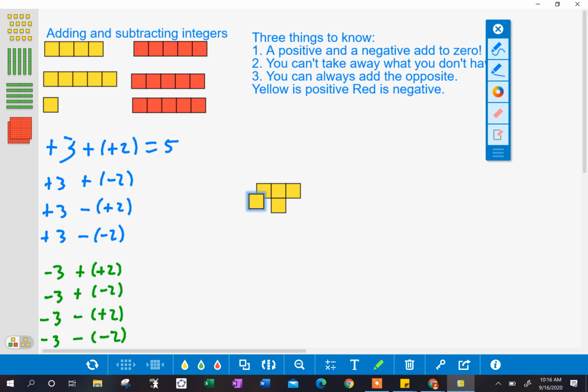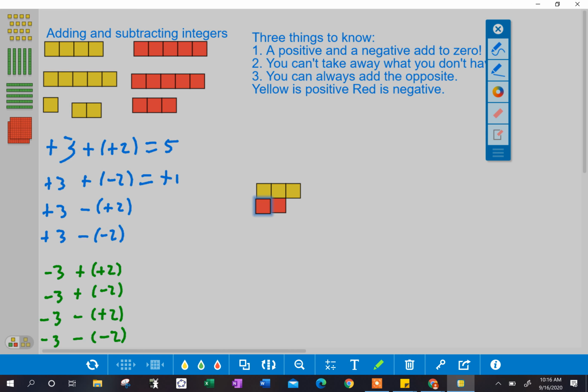All right, well, I have positive 3, and I add 2 negatives, 1, 2. Remember, the positive and the negatives go to 0. So now I have only one positive left. So let's see, what's my next question here? Oh, so I end up with a positive 1.